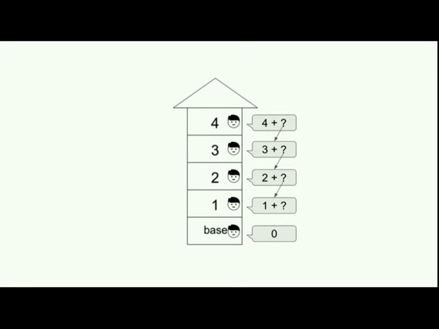So you take that answer, you go back up 1 floor, 1 plus 0 is 1. You take that answer, you go back 1 floor, 2 plus 1 is 3. That answer go up, 3 plus 3 is 6. You take that answer, you go up, 4 plus 6 is 10.